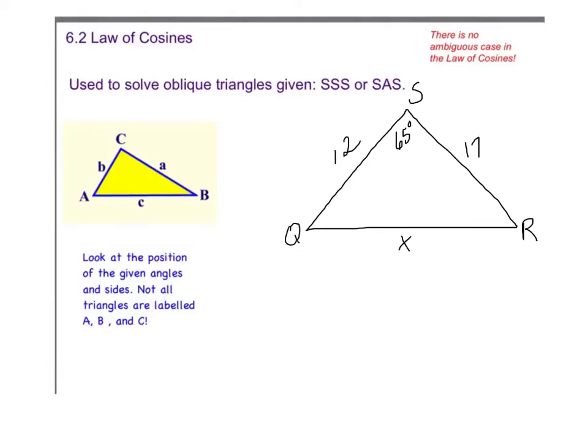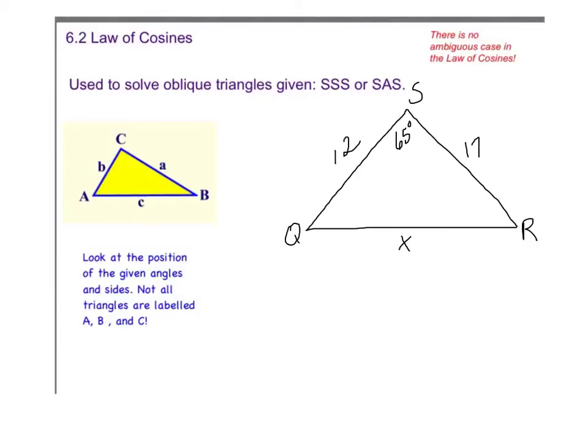Alright, this is 6.2, the law of cosines. We've been solving problems in which they've given us an angle and a side opposite that angle, or a way to find an angle that is opposite a given side. One of those two situations. And so we set up the proportion, and we cross-multiplied, and we solved for the missing.